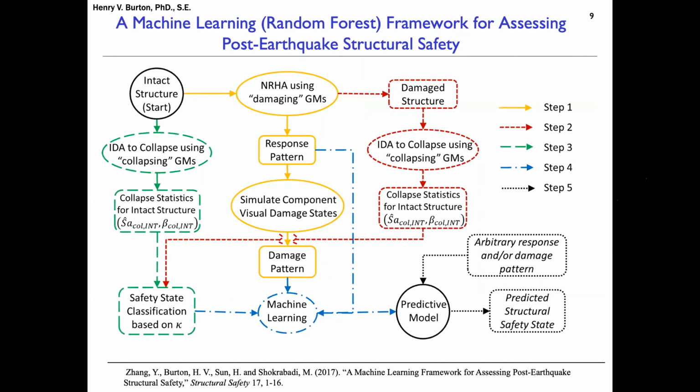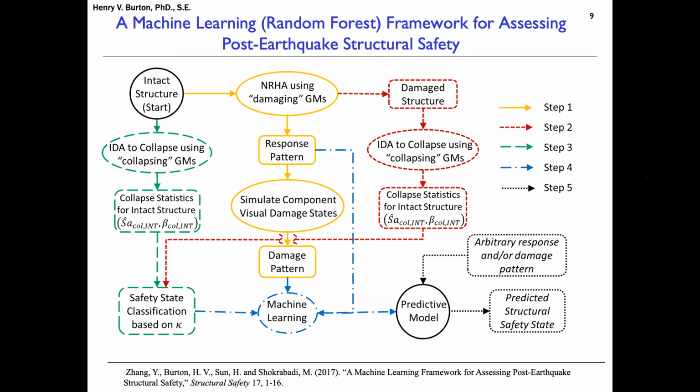So again, this is the same framework. It's color coded. If you look at the green part of the flow chart, that's where we were assessing the performance of the intact structure. And again, we're using collapse performance. So we evaluate the collapse safety of the intact building and we get some measure of the collapse statistics. The red part is where we quantify the performance of the damaged structure. And the yellow part is where we get information on the responses and damage under the damaging event, right? And all of that feeds into this bar where, as I mentioned, in this particular application, we set this up as a classification problem.